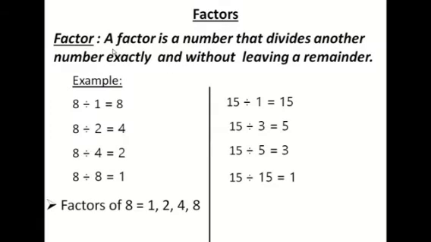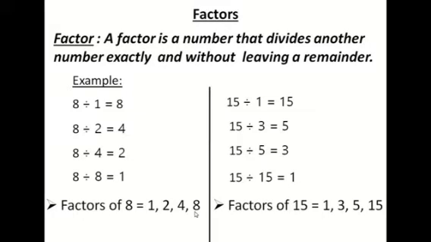The definition says that only. A factor is a number that divides another number exactly and without leaving a remainder. So I hope you are clear. So factors of 15 are those what? 1, 3, 5 and 15. Here the factors of 8 are 1, 2, 4 and 8.